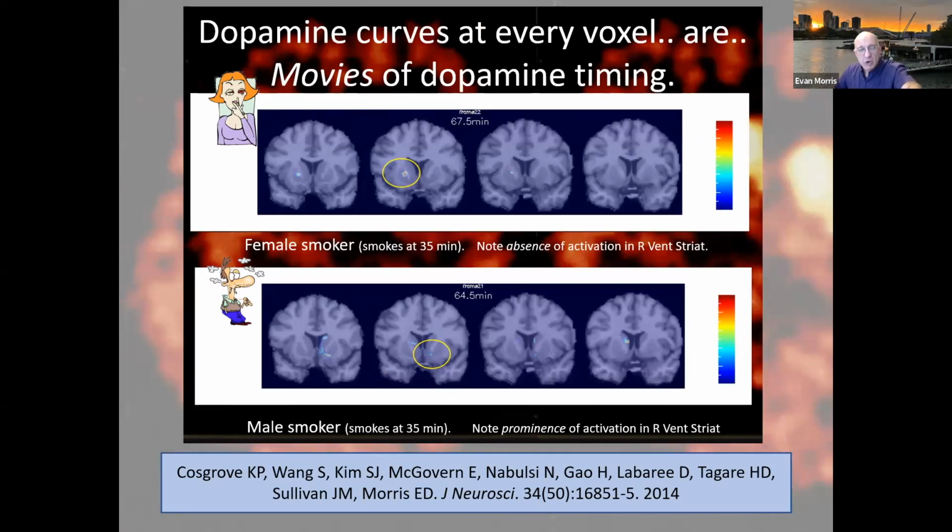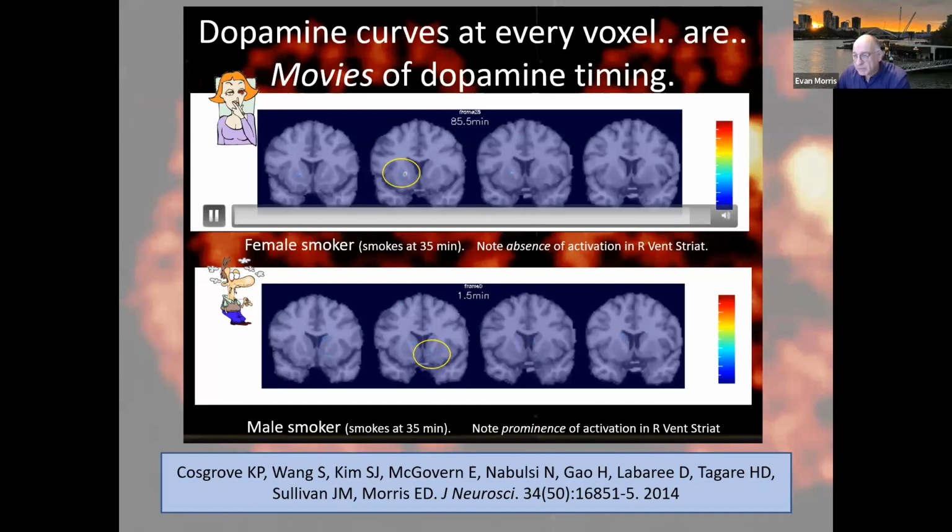The bottom row is 4 slices in a man's brain while he's smoking, and there's the dopamine activation inside the yellow oval. And then slightly later and for a more prolonged period is the women's activation. So it'll go around one more time. Ventral striatum, early is the response of men, slightly later and for more prolonged is the response of this woman, but there was some similarities to other women.